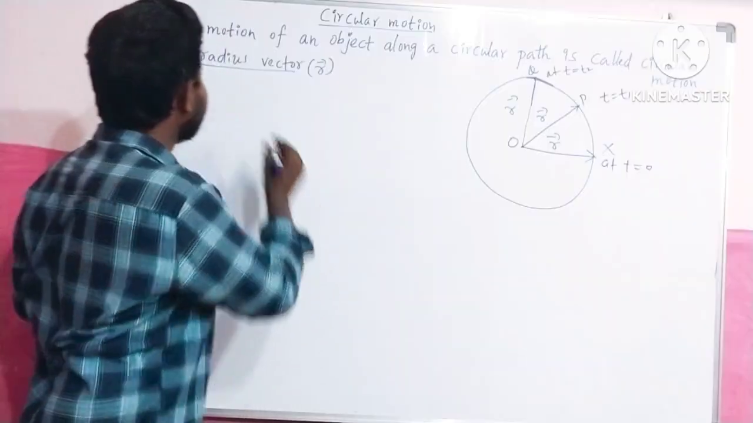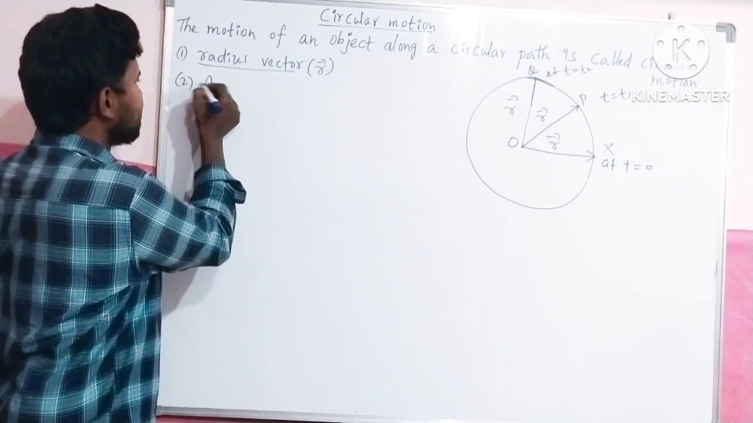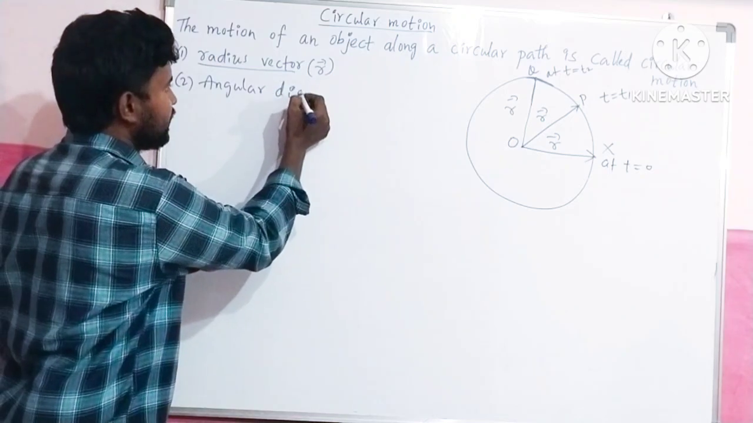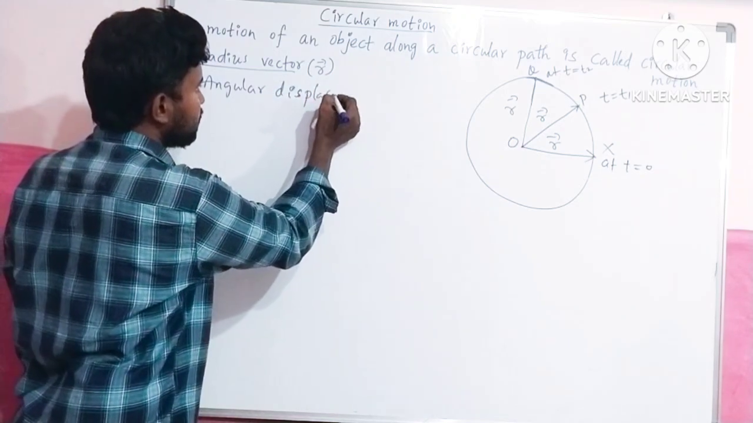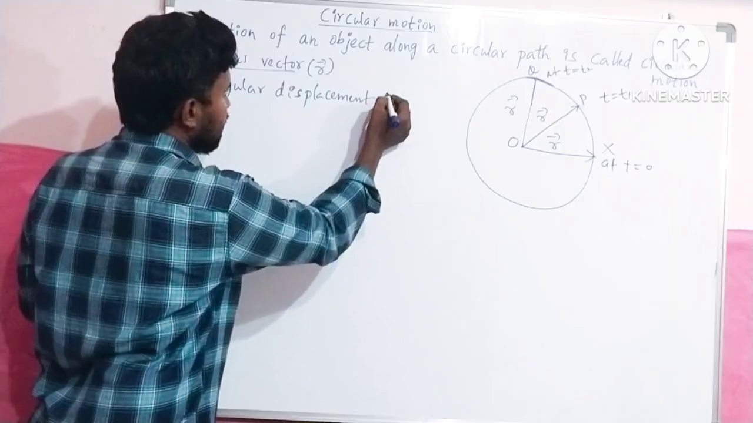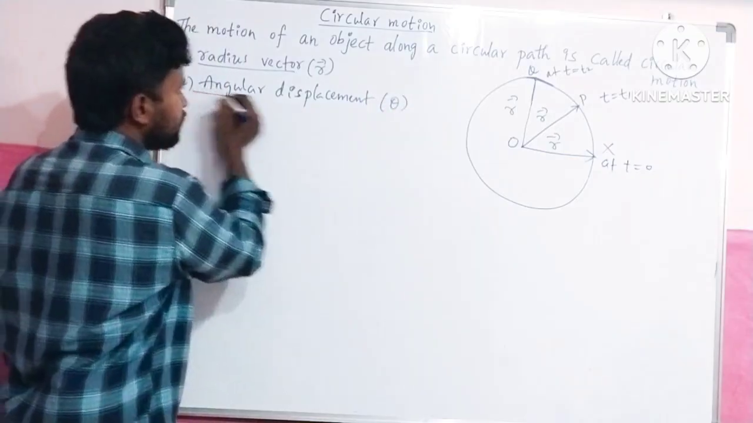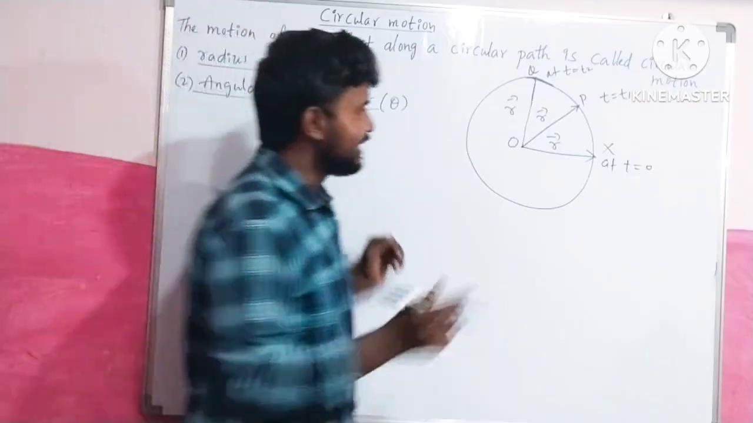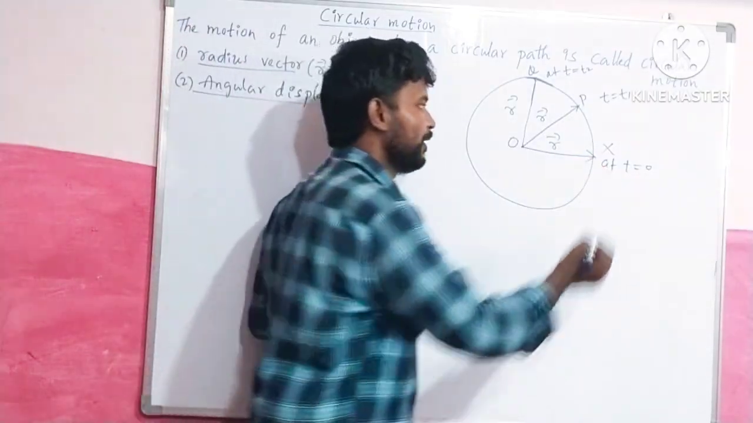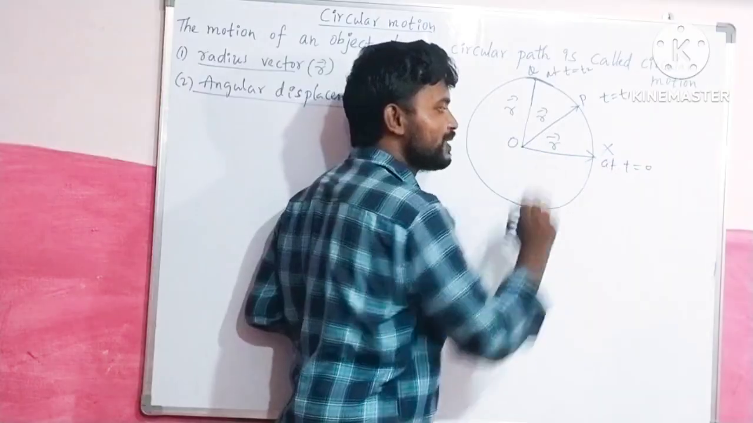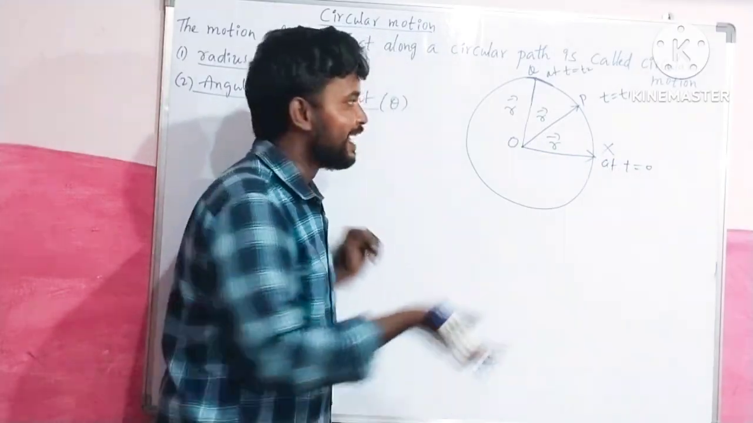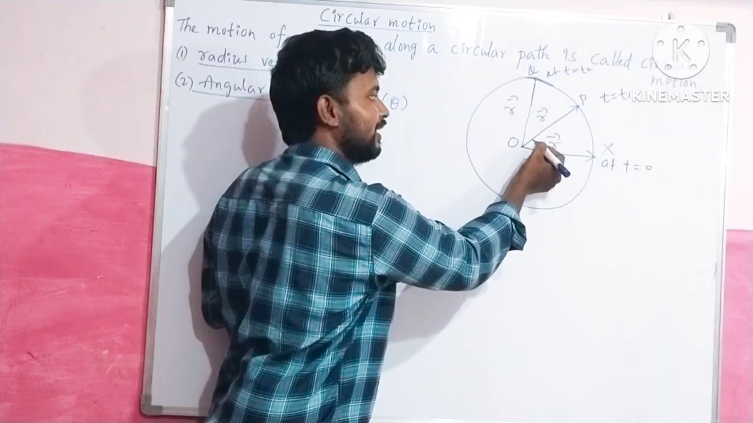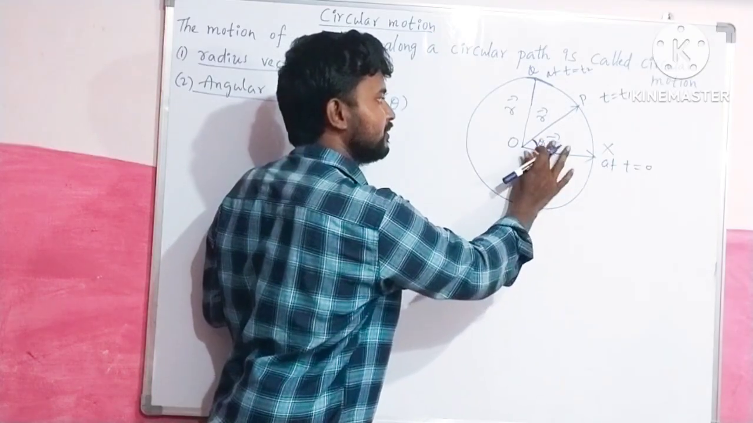Next is angular displacement. What does angular displacement mean? Angular displacement is denoted by the letter theta. Initially, the particle is at position x at time t equal to 0. After t1 seconds, the body makes some angle with the center, which we take as theta 1.